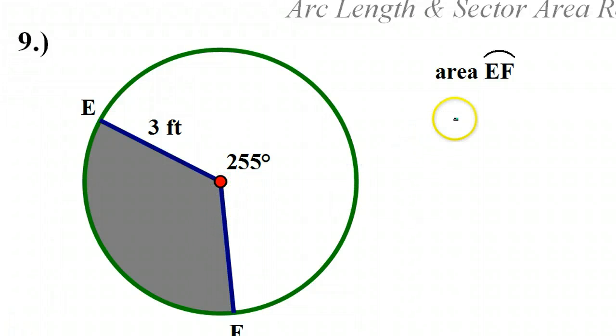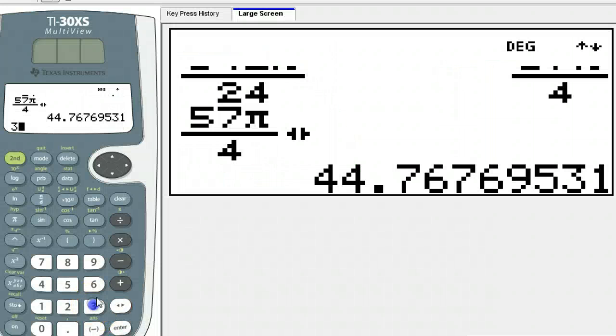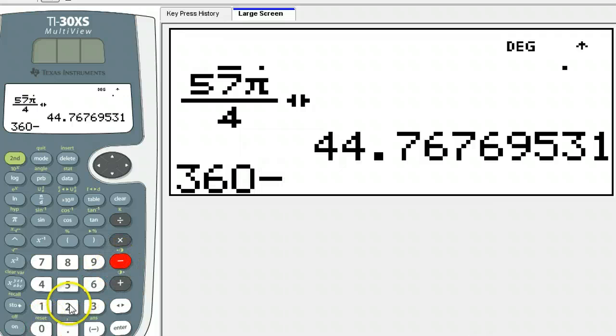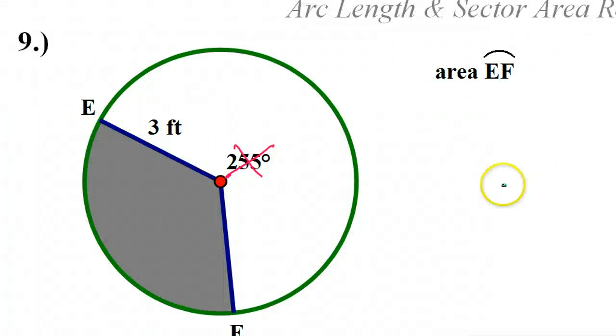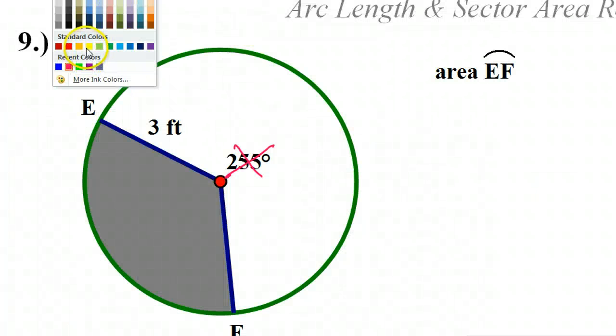We are going to find the area of this shaded sector. Again, be careful. You see this 255 degrees? That is not what we want. That's this white area out here. We need the degrees that go for the shaded arc, so we're going to subtract from 360 to find what we really want. Let's do 360 minus the 255. That's 105 degrees. That's the real deal.